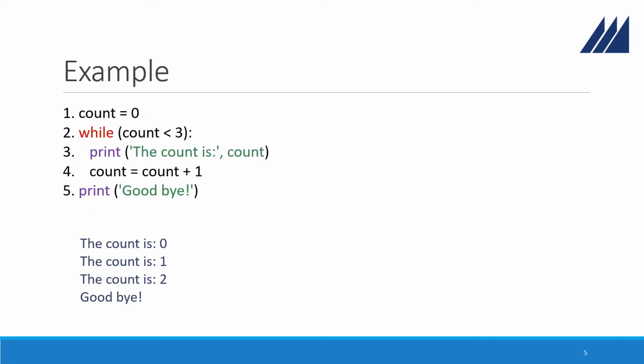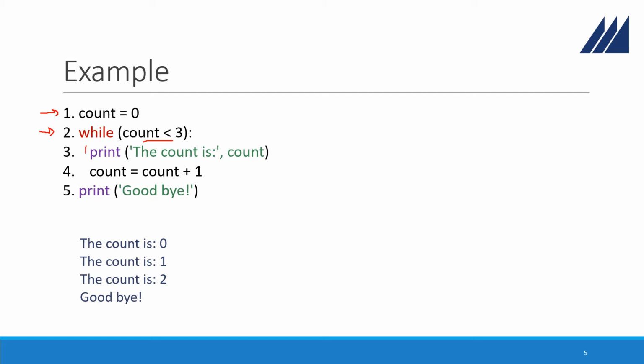Let's take a look at this example, and we're going to trace it. At line 1, we created a variable called count and made it equal to 0. This is the initialization step. Again, the while loop has a general pattern. We initialized the variable with 0, and then we have the header of the while loop. The header says while count less than 3. Count is equal to 0 at this point, and of course it is less than 3.